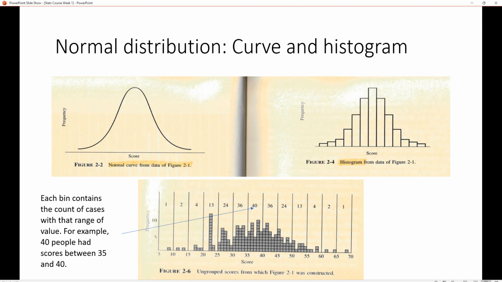Each bin contains the count of cases with that range of value. For example, 40 people had scores between 35 and 40. And so as we fill the bin, as we get the frequency on the bins, that forms a histogram, and we can get an idea about the shape of the distribution that way.